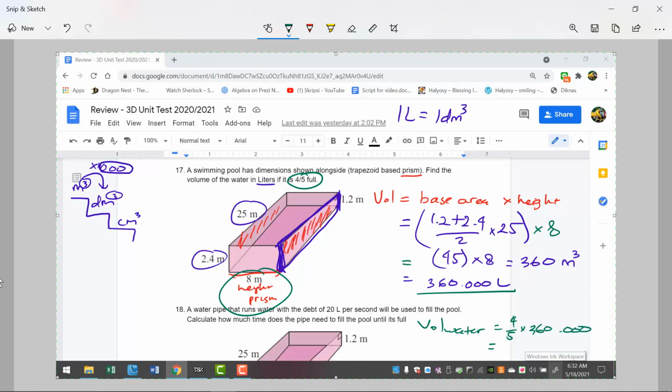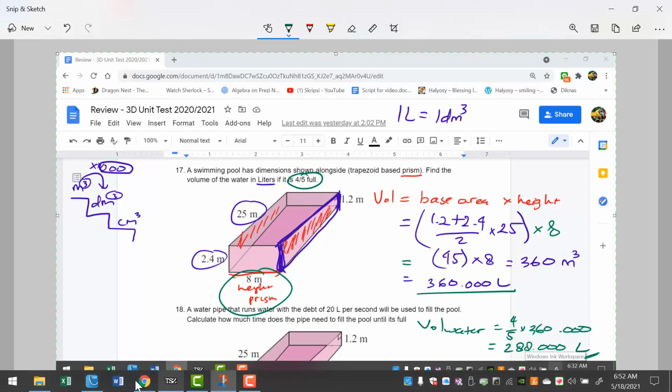Okay, so if I multiply that, 4 over 5 multiplied by 360,000, it will be 288,000 liters. So there you go. This is the final answer. Okay, the last one for number 18. Let's go to number 18.